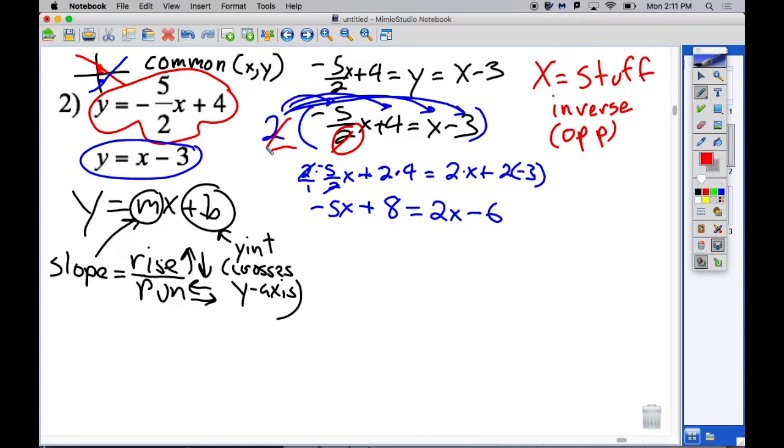So now, I want to get x by itself. The easiest way to do this is to add 5x on this side, because I don't want a negative x. See, if I were to move the 2x to the other side, then I'd end up with a negative 7x. I don't want to do that. But if I add 5x to both sides, these x's cancel. I'm left with a positive 8 here is equal to 2x plus 5x, which is a positive 7x minus 6. Does that make sense?